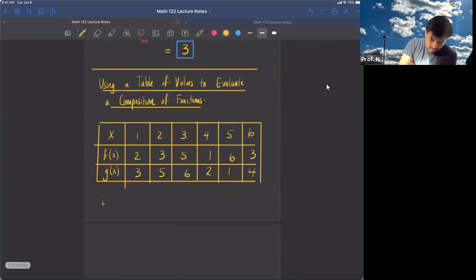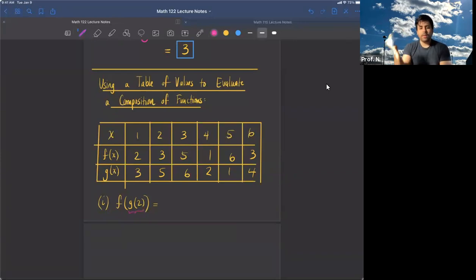Now, I want to evaluate, for example, f of g of 2. So I have this table, and what am I looking for? I'm looking for the value of the function f of g of 2. Again, what do we do first? The inside function. And what are we looking for? The output of my function g when I plug in 2 as my input. How do we interpret this table? Well, my input starts with the x values, right? My x value is 2. Now, what's g of 2? Well, I look at the g row. When x equals 2, what's the value for g? In this problem, it's 5.